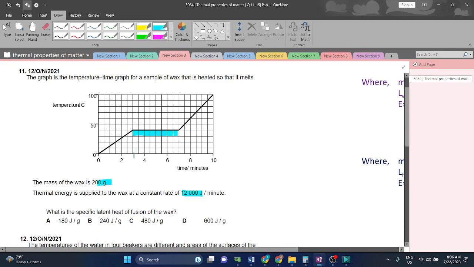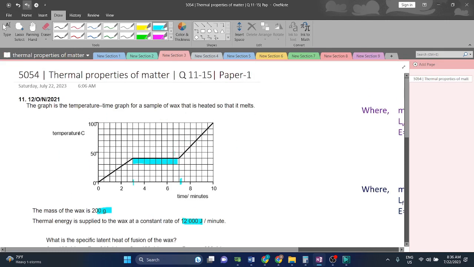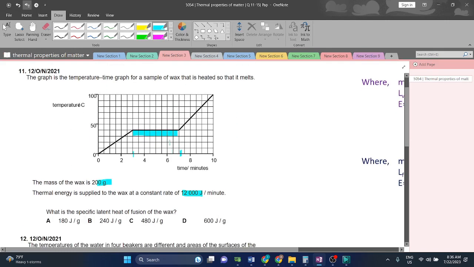And this time is approximately from 3 minutes to 7 minutes, right? So 7 minus 3 will be 4 minutes. During 4 minutes is the period जहां wax जो है which is melting, wax melt हो रही है 4 minutes के टाइम स्पैन में। और वो कह रहा है the thermal energy is supplied to the wax at a constant rate of 12,000 joules per minute.